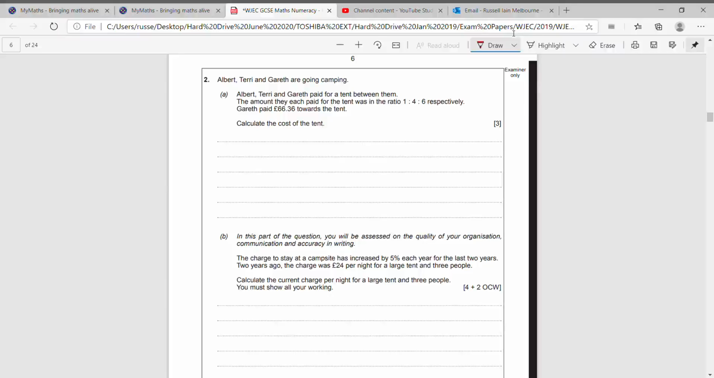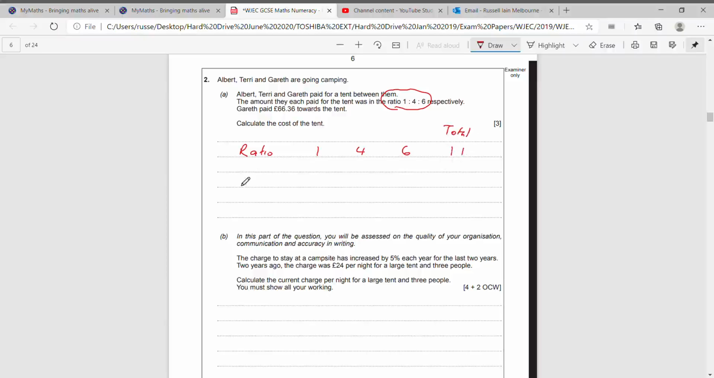So Albert, Terry and Gareth pay for a tent between them. The amount they pay for the tent was in the ratio 1:4:6. Now, those of you in my class have seen I always do this in the same way, and I encourage you to do it in the same way because it keeps it quite a regular routine. Whenever I see a ratio, I'm going to do a table of ratios, and I'm going to match the ratios that were given in the question, 1, 4 and 6, and in total they equal 11.